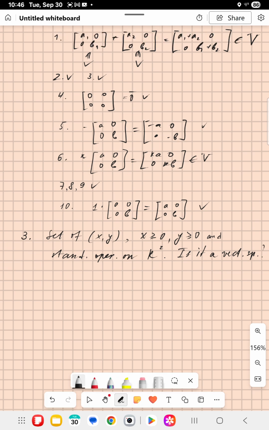Oh, sorry guys. Sometimes I press something on my notebook and it's giving me different screens. So, closure axioms.